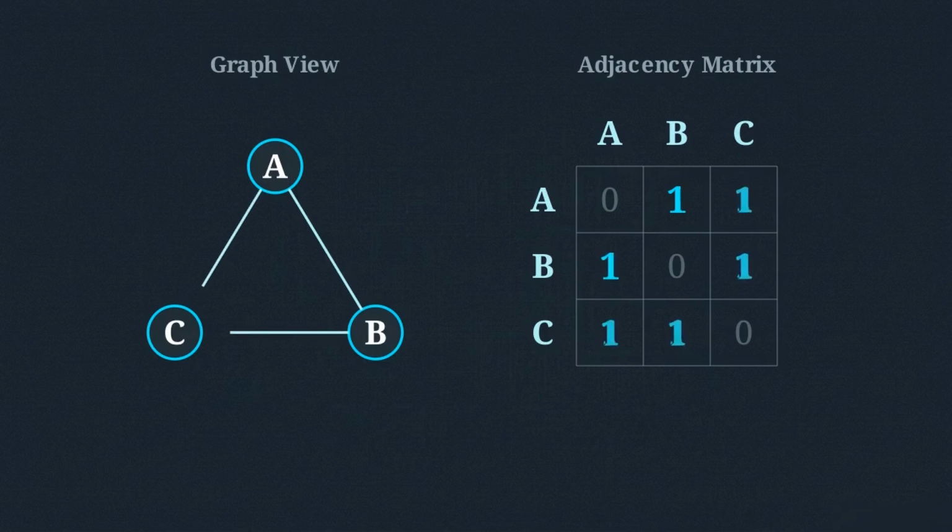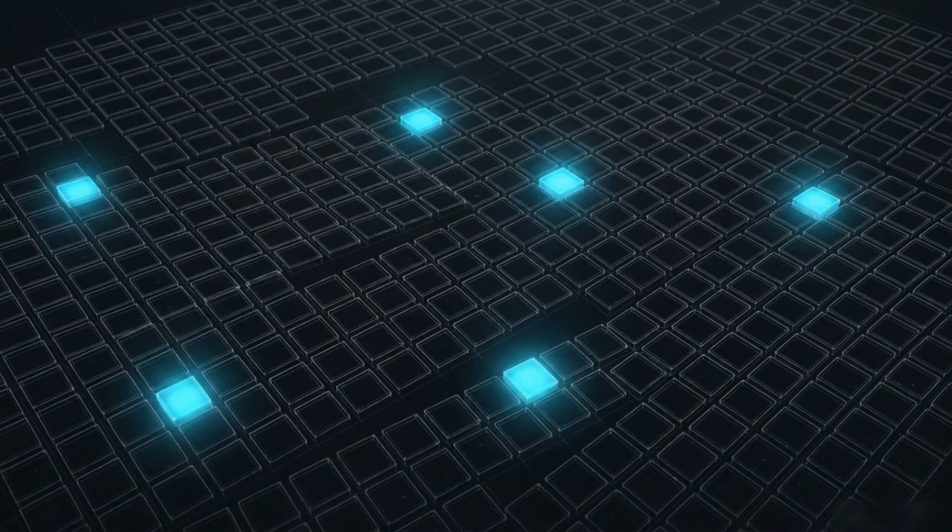This bidirectionality creates a distinct mathematical property, a perfectly symmetrical matrix. If you draw an axis along the diagonal, the values on either side mirror each other exactly. This matrix perfectly captures the network's topology, but it requires the system to assign architectural weight to every potential connection, whether it exists or not.